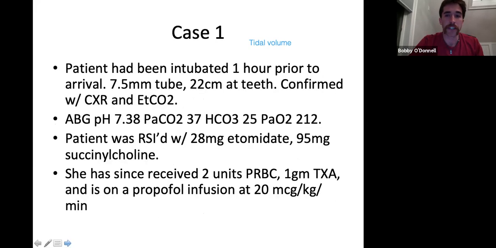On their ABG, their PaO2 is 212. That's very high. They've only got the 2 units Paxils, the TXA, and the propofol infusion, so their pain hasn't been controlled. And this isn't an uncommon scenario that you'll see here.